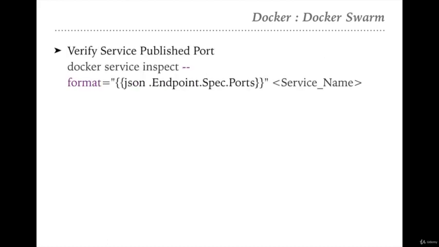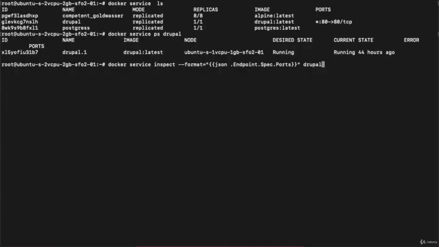If you want to verify where your service is running, then you need to execute this particular command: docker service inspect --format. We are formatting the endpoint specification port. Then I need to define the service name, right? So let's execute this particular command. So I have typed the complete command, docker service inspect, then in this particular format, and my service name, which is Drupal. Hit enter and you will get the output like this.